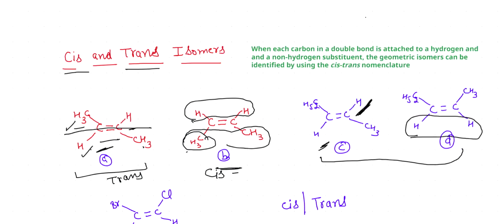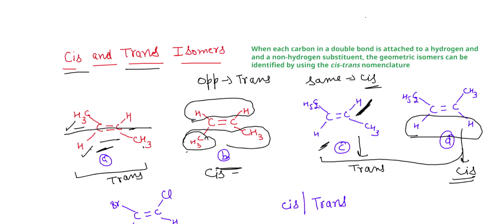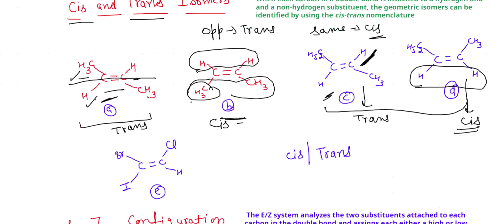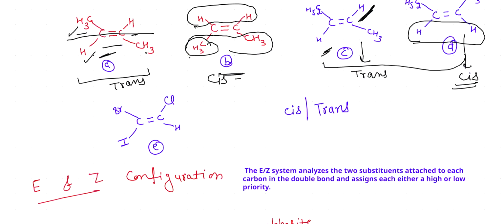When the groups are present on the opposite side, then it is trans. When they are on the same side, then it will be known as cis. So molecule C is the trans isomer and molecule D is the cis isomer. There are some limitations of the concept of cis and trans isomers. It is limited to some molecules, where the molecule does not have more than 3 non-hydrogen substituents.